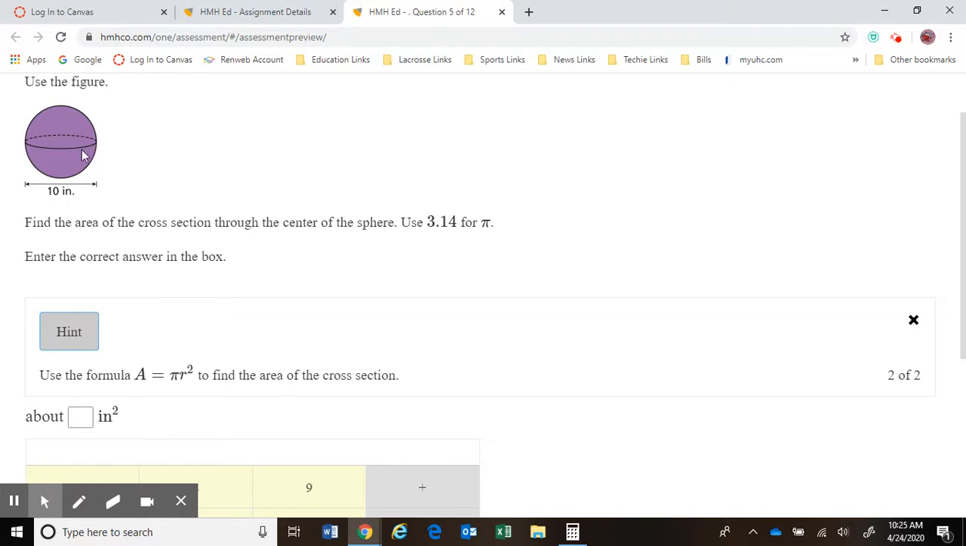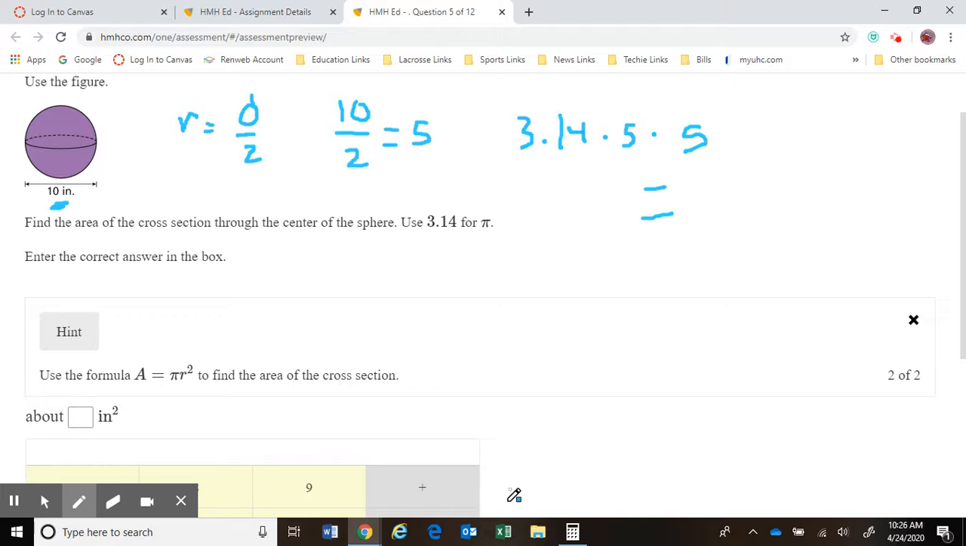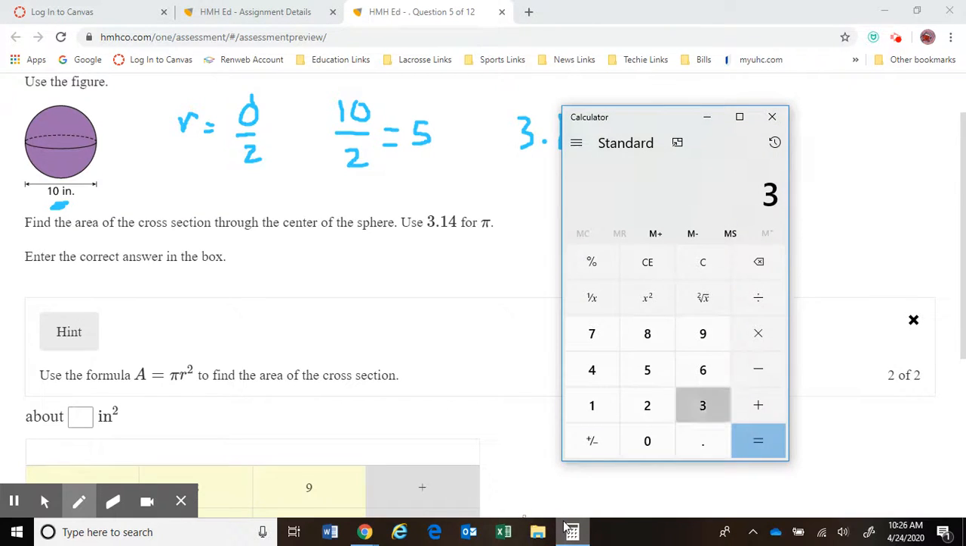Well, if that's 10 through there, what's my radius? Of course, radius is diameter divided by 2, and that's my diameter right there. So I really need to take 10 divided by 2, and that gives me 5. Now I'm going to do 3.14 times 5 times 5, and that's going to give me my answer.